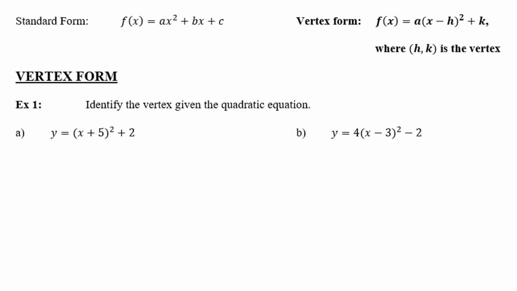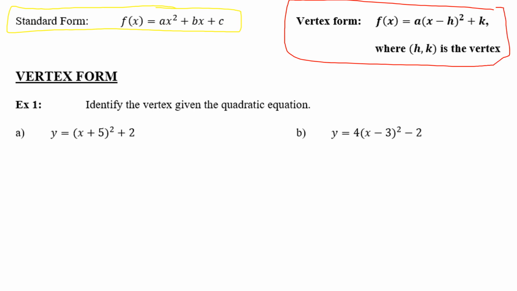All right, Target 11D is still talking about quadratic functions, but we've been looking at standard form for the first three targets, A, B, C. Now we're looking at a new form, which is called vertex form. Vertex form is f of x equals a times the quantity x minus h raised to the second plus k. Now, the benefit with vertex form is in the name. You can easily identify the vertex.